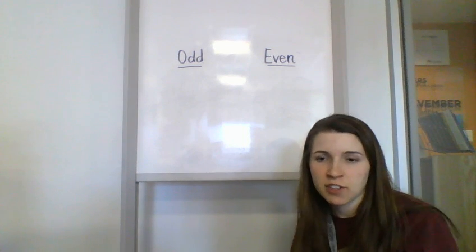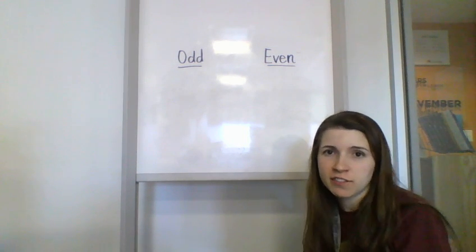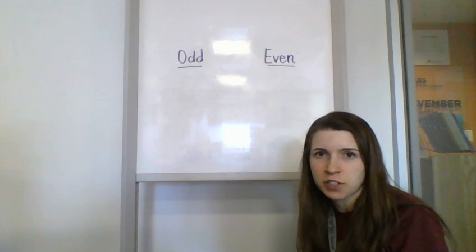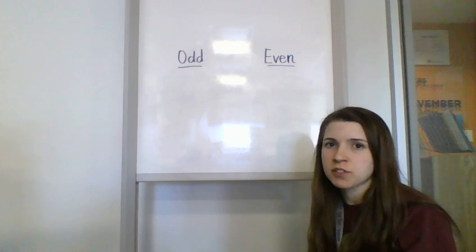Today I'm going to go over lesson 4, which is all about odd and even numbers, and it's on page 31 in your white book. So first we're going to do some review.